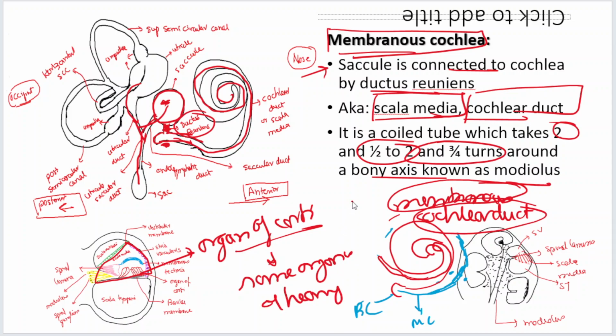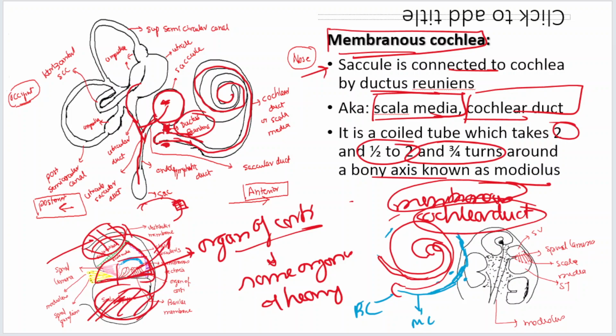The sound coming from outside will hit the oval window, which is closing the scala vestibuli, and the wave will pass through to the scala tympani. The scala tympani is closed by the round window, and when this wave passes, depending on the frequency of sound, one particular part of the basilar membrane, the organ of Corti, gets activated.